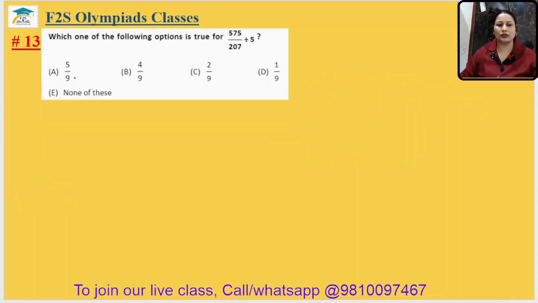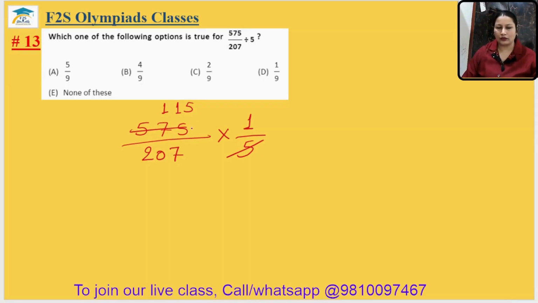Now question number 13. Which one of the following options is true for this? Let's solve it. 575 upon 207. Here it is division. I will just write it as multiplication. So 1 by 5. Now simplify it. 5 ones are 5. 5 ones are 5. 5 fives are 25. Okay?